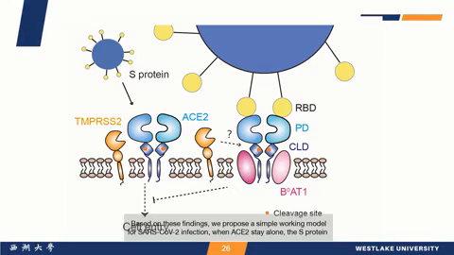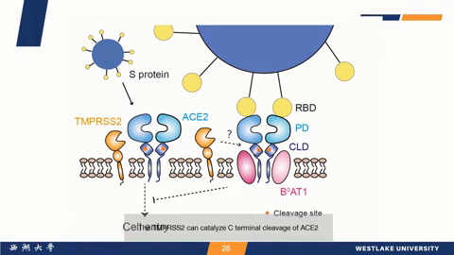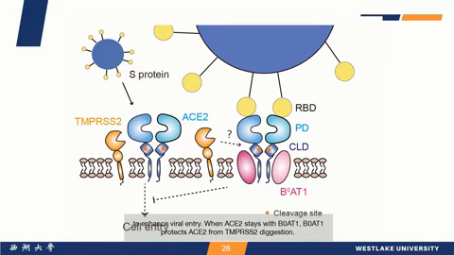Based on these findings, we proposed a simple working model for SARS-CoV-2 infection. When ACE2 stays alone, the S protein binds to the peptidase domain of ACE2 and starts the infection process. TMPRSS2 can cut the C-terminal of ACE2 to enhance viral entry. When ACE2 stays with beta-1, beta-1 might protect ACE2 from TMPRSS2 digestion, so beta-1 might play an important regulatory role in the viral infection process.